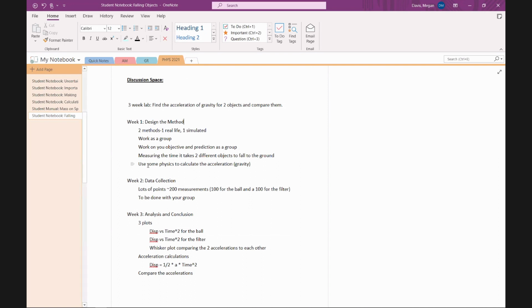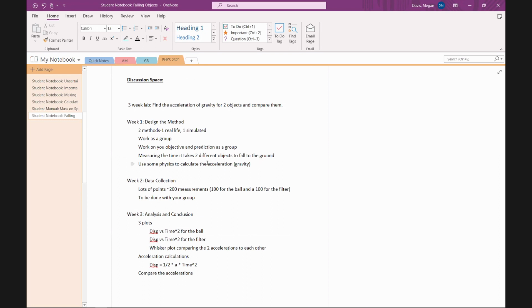And just so you have more context as to what we're going to be doing so that you can put that in your method, you're measuring the time that it takes for 2 different objects to fall to the ground from different heights. And then you're going to use some physics equation to calculate the acceleration.